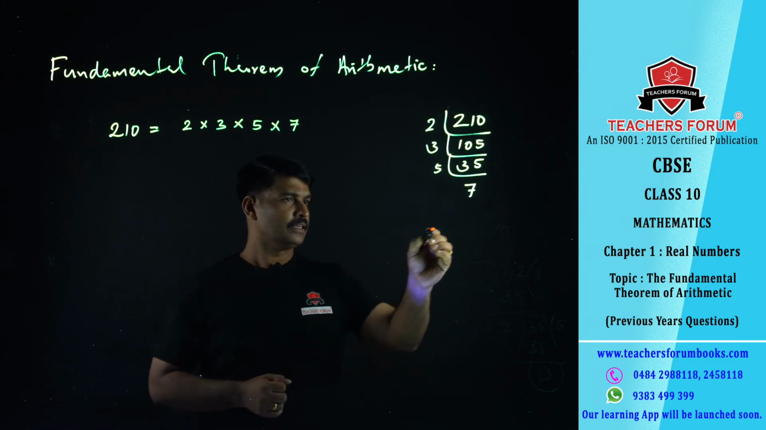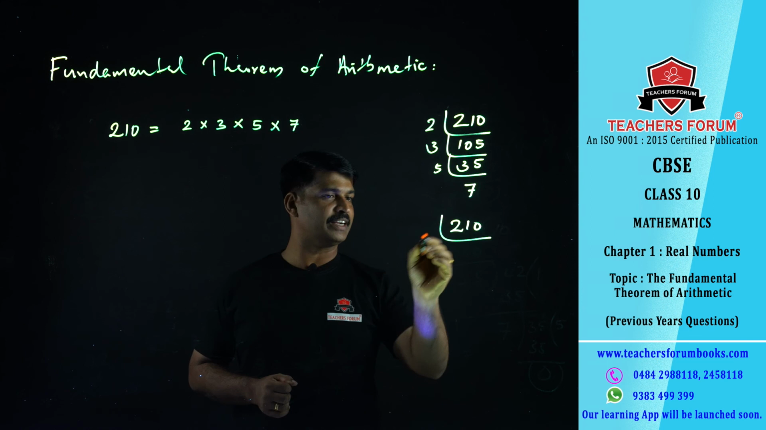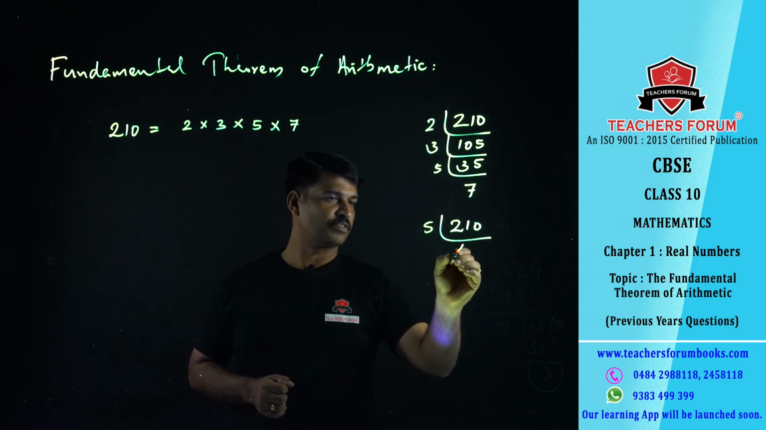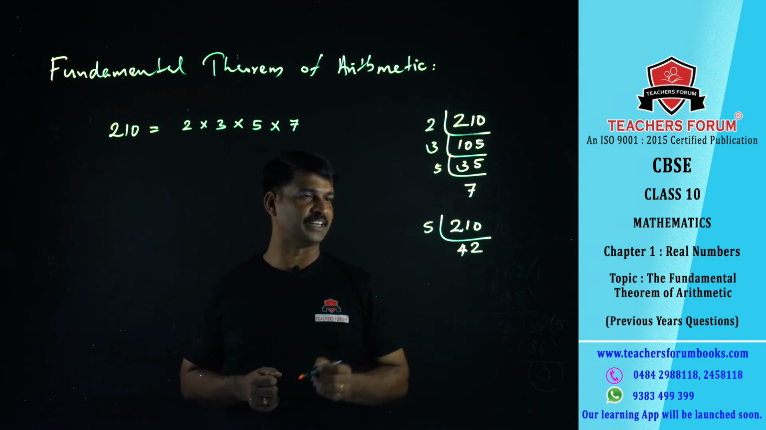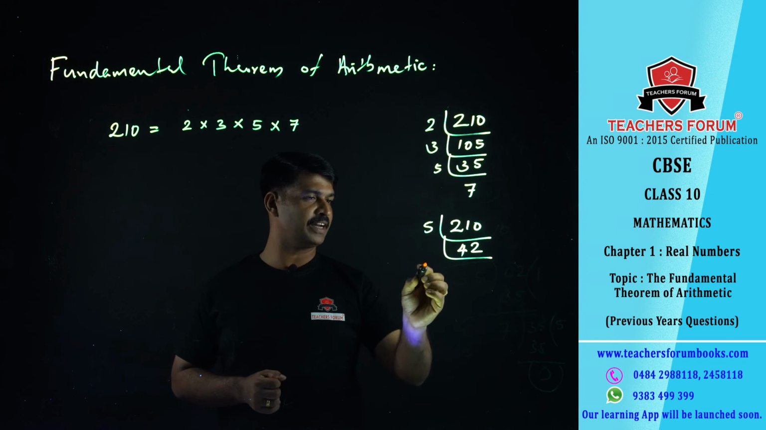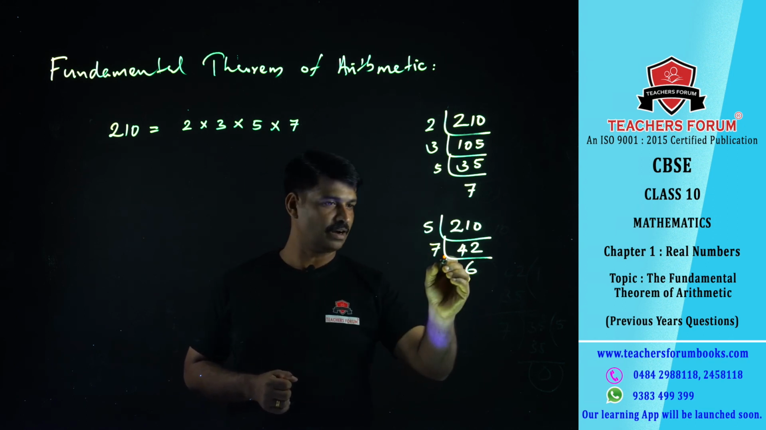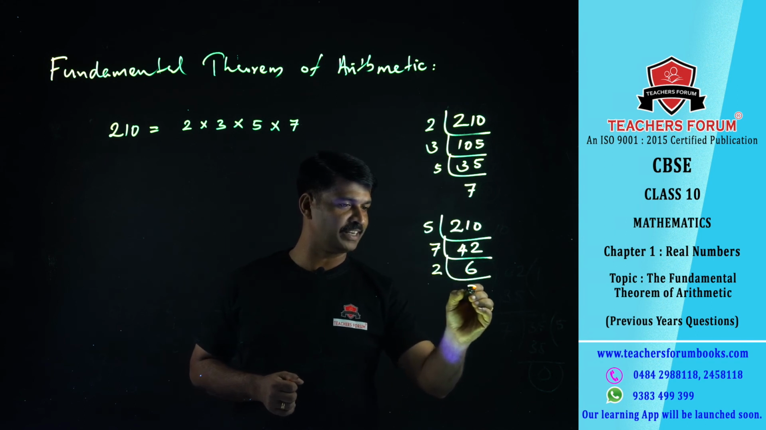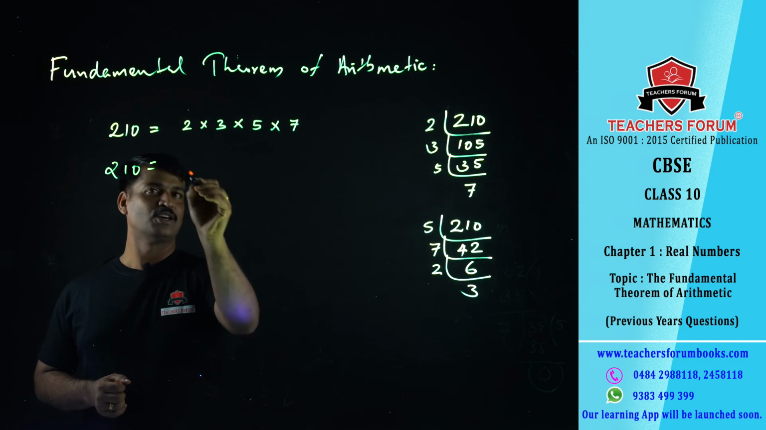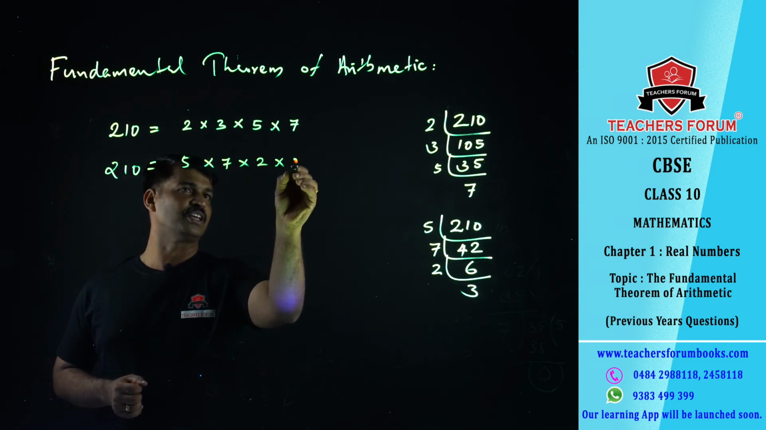The prime factorization of 210 also can be done differently. You can divide by 5 first. What you will be getting? 42. Now you can divide this by 7. You will be getting 6. Now you can divide this by 2. You will be getting 3. So 210 also can be written as 5 into 7 into 2 into 3.